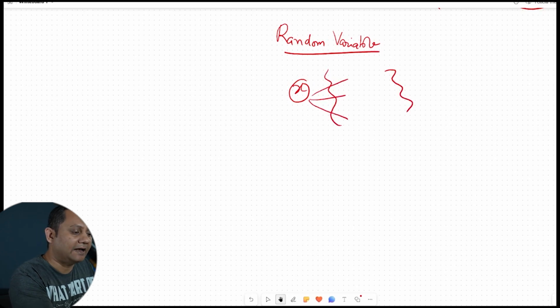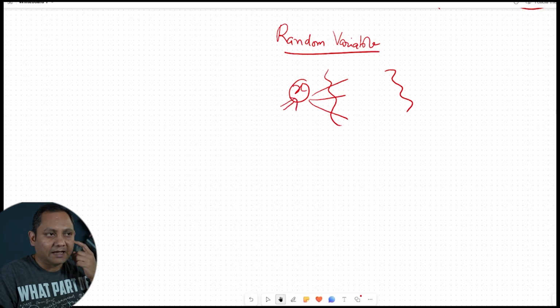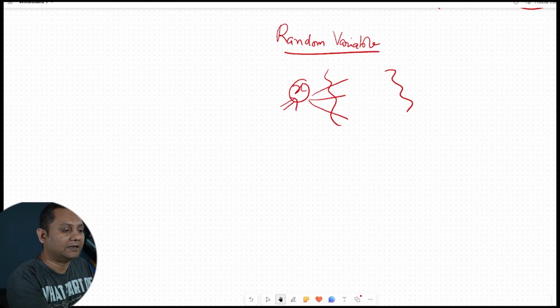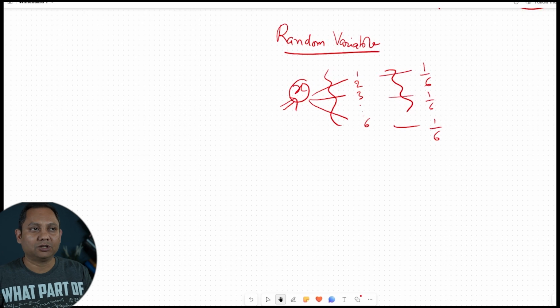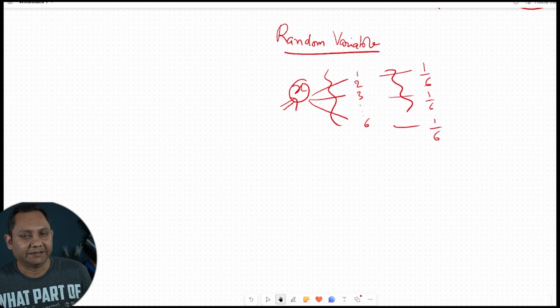In that case, I call x a random variable, and for example, in the throw of a dice, x would be the outcome and the possible values would be 1, 2, 3, 4, 5 all the way to 6. So x is a random variable whose values can occur from 1 to 6 with a probability of 1 by 6 for all of them. Now, why do we need to understand random variables? Because random variables help us quantify the uncertainty.